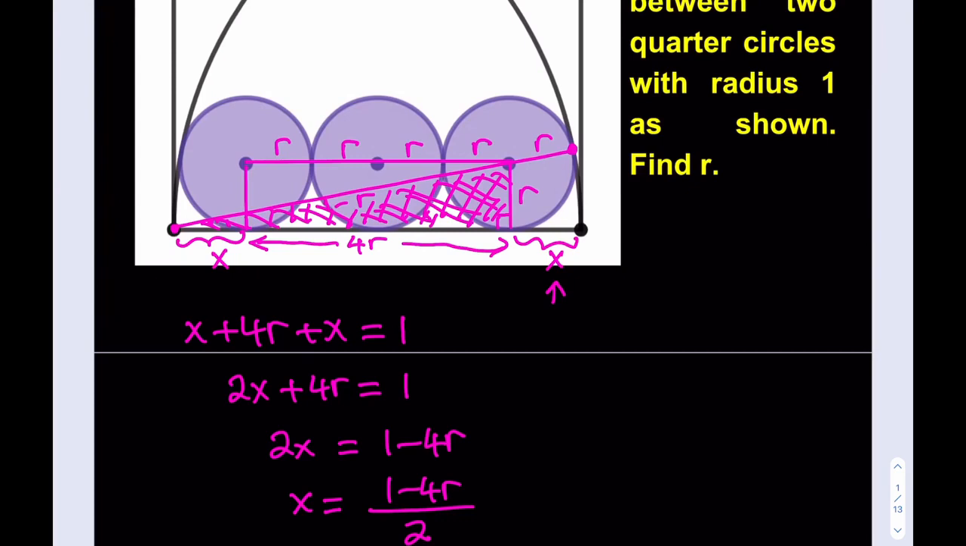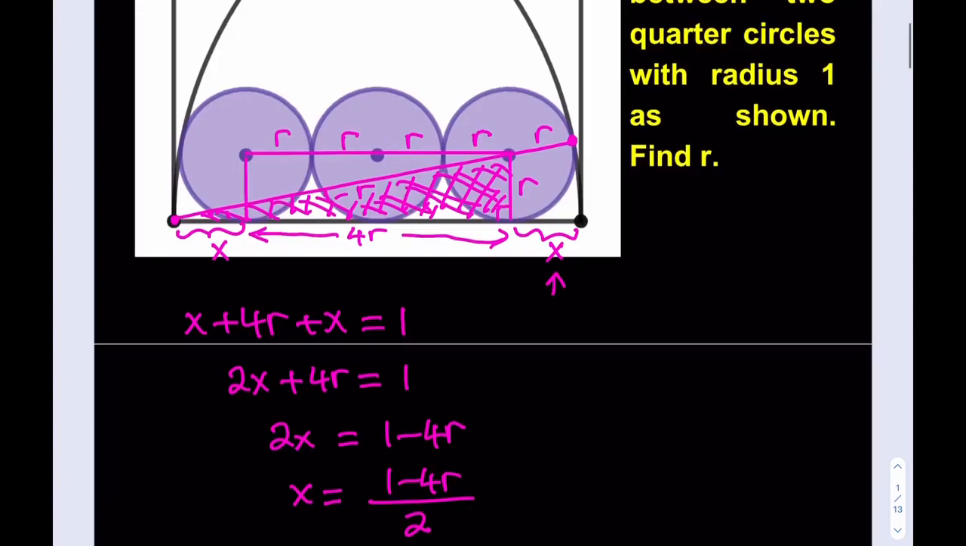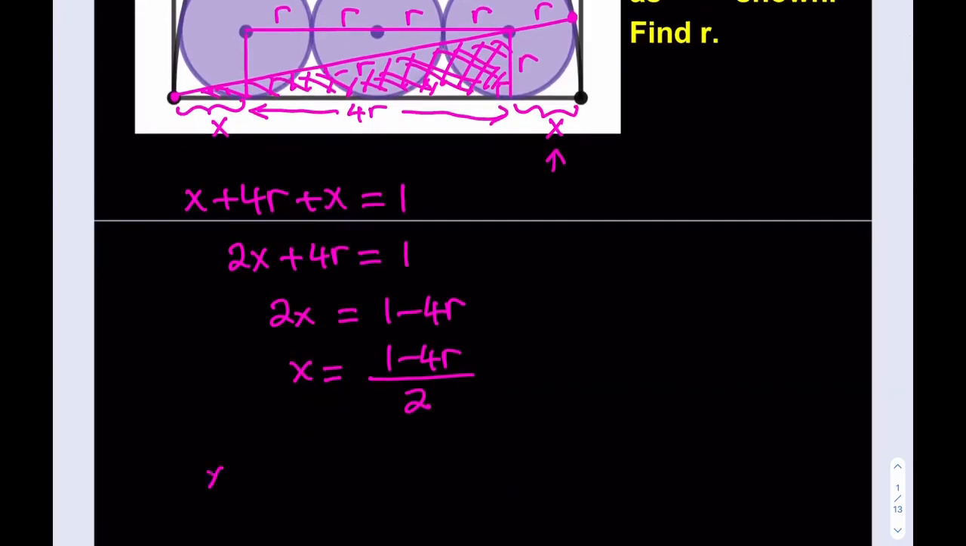What I can do is I can add the x and the 4r. Same thing, right? It's going to turn out to be the same thing. But I will go with x plus 4r. That seems a little easier. Okay, so let's go ahead and find x plus 4r. That's going to be the base of the right triangle.